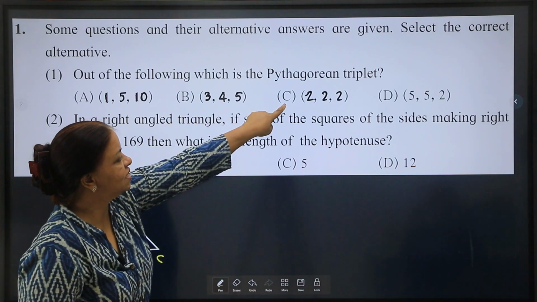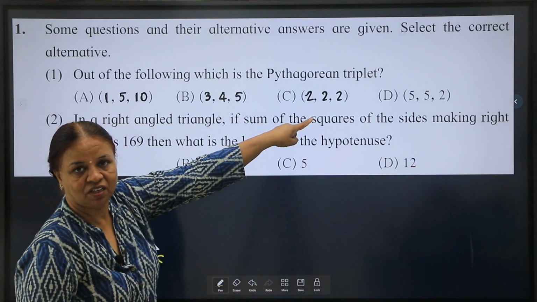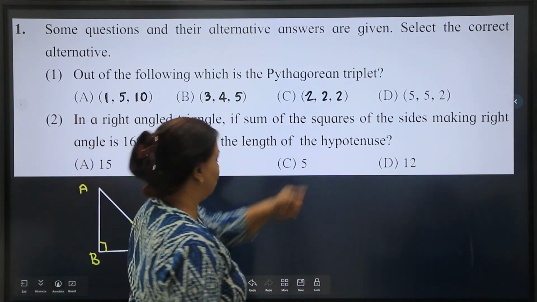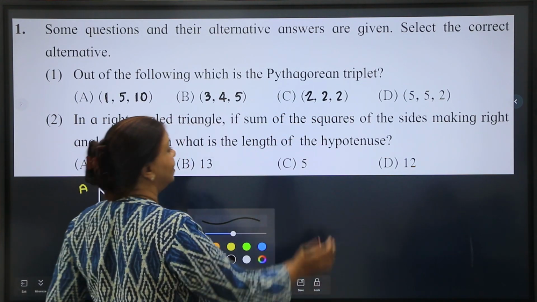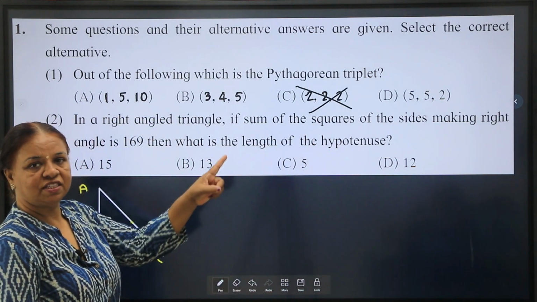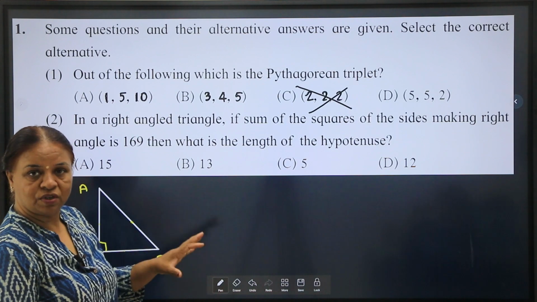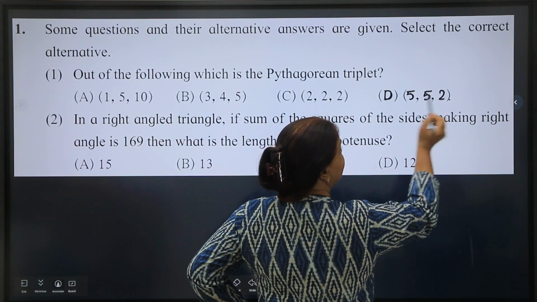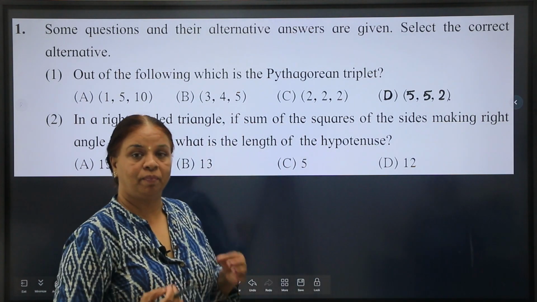Now you can see here option C, 2, 2, 2, is given, in which the values of all the sides are equal. That means I can cancel that option because one side must be more than the other two sides. Here all three sides are equal. Why can't it be a Pythagorean triplet?